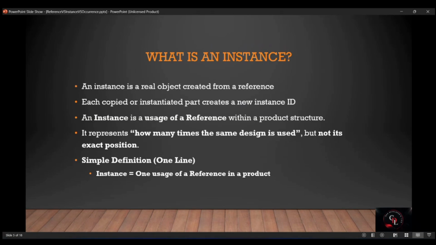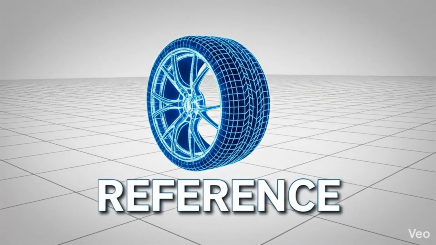What is an instance? An instance is a real object created from a reference. Each copied or instantiated part creates a new instance ID. What exactly does it mean? It means whenever we copy or instantiate a part, it will create a new instance ID. An instance is a use of a reference within the product structure. I took the example of a bolt, or the example of a wheel. The wheel is the reference. Instance means the uses: how we are using that reference, or how many times we are using that reference.